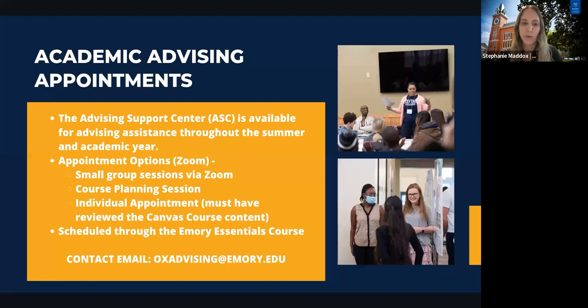One note with the individual appointments is they must have reviewed the Canvas course. So the Emory Essentials course that I just talked about, they must have reviewed the content in there before scheduling an individual appointment. They can schedule an appointment through the Emory Essentials course, or also they can contact Oxford Advising at the email listed below. Another note too is that we will have an academic advising session later in June with our ASC, so they'll be able to talk a little bit more specifically about the academic experience at Oxford.